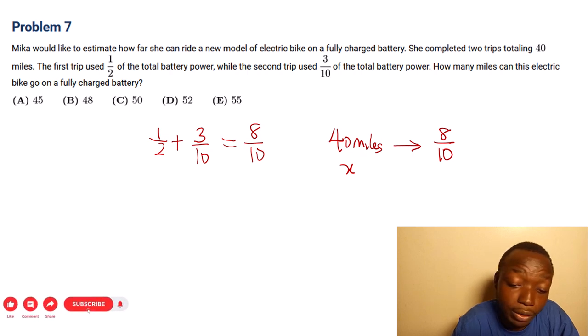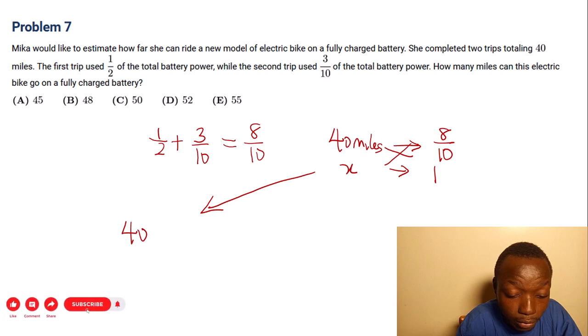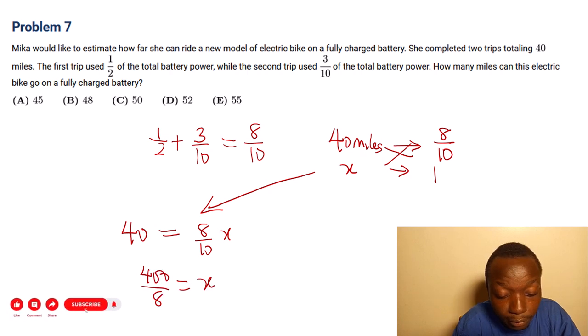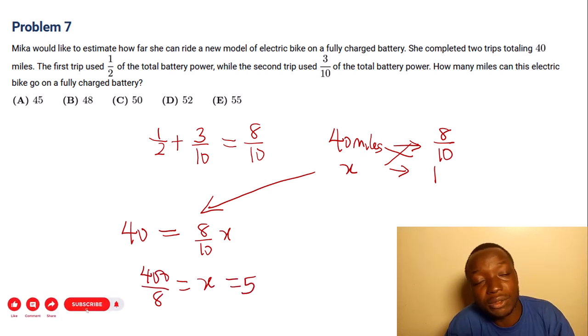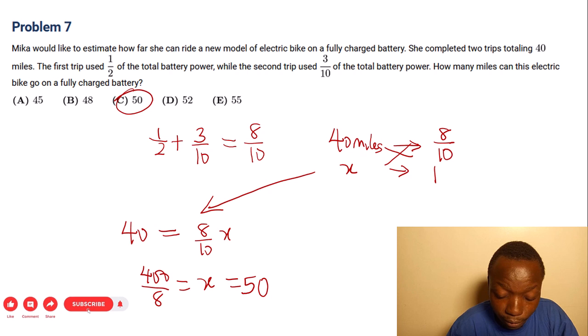Okay, so if you cross multiply this, you're going to have 40 times 1 equals 8 over 10 times x. So if you cross multiply, you're going to have 400 over 8 is equal to x. So 400 over 8 is simply 50. So when the battery is fully charged, Mika will be able to travel 50 miles before it runs out. Okay, so now problem 8.